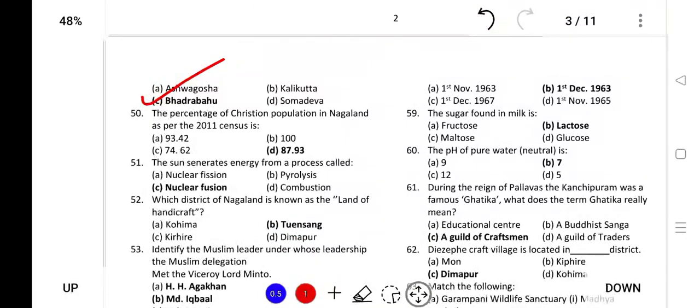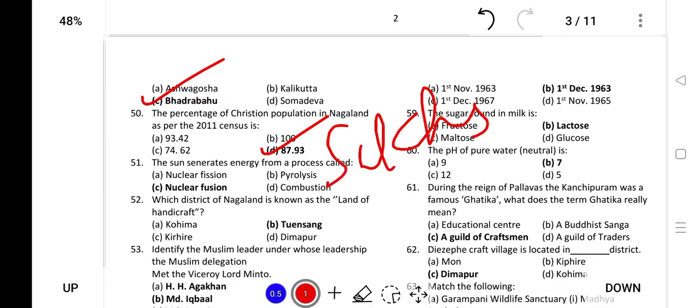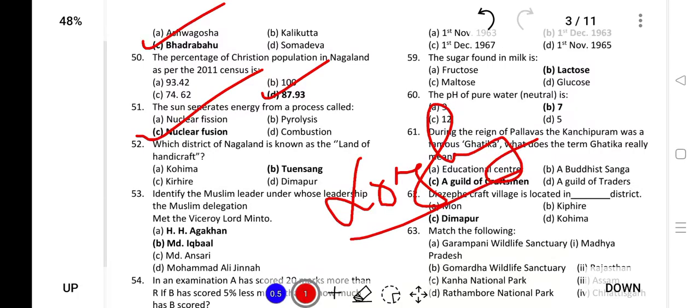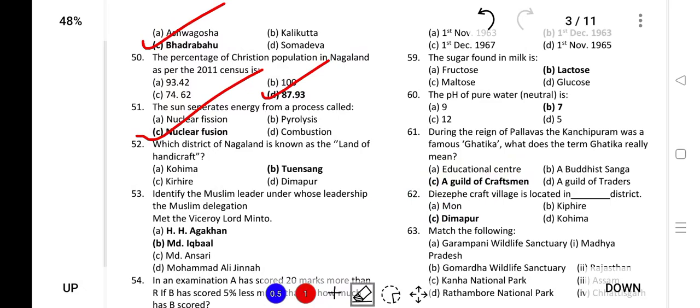Next, Christian population is 87.9, and the lowest is 6. Next, the sun generates energy from a process called nuclear fusion. Length of handicraft is also the long length as the answer, but there is no option.